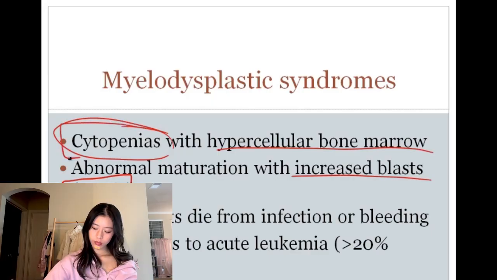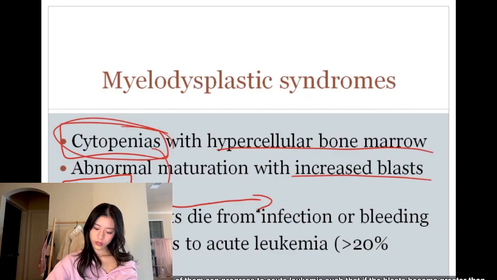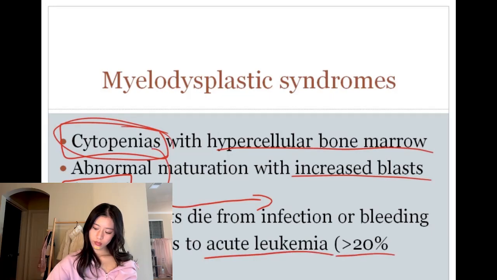Most of these patients, because they have cytopenias, will actually die from infection or bleeding, but a subset of them can progress to acute leukemia, such that if the blasts become greater than 20%, then we would say that the patient has, for example, AML that has arisen in a background of myelodysplasia. So that concludes our discussion of acute leukemia, and the next discussion will then be chronic leukemia.